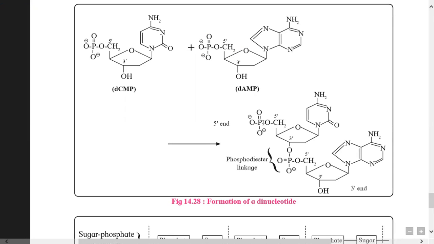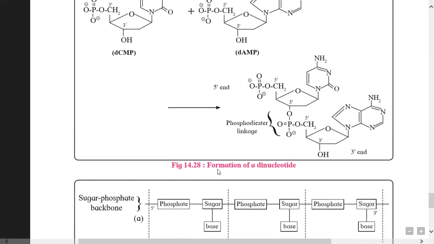So this phosphate group is present on the dCMP nucleotide. Here the fifth end is free. The fifth prime carbon, that end bonded with the phosphate group, is a free end. And here in the other nucleotide, that is dAMP, the third position OH group is free. So it is a third prime position end and it is a fifth prime position end. These two nucleotides are joined together by phosphodiester linkage.